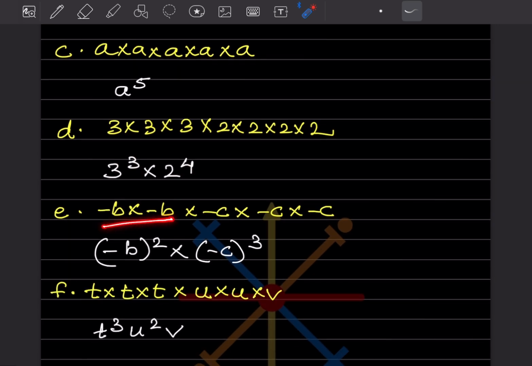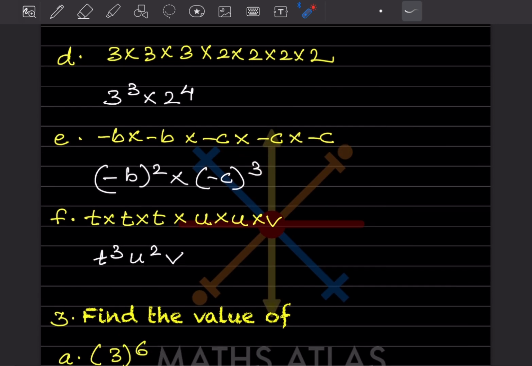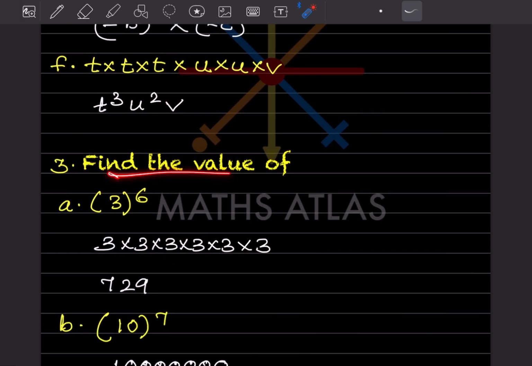Again here minus b is 2 times. That will be raised to 2. And minus c is going to be 1, 2, 3 times. So that will be minus c raised to 3. Now you can see t here, t raised to 3, u raised to square, this 2, and this is just v. Here you have to find the value of.